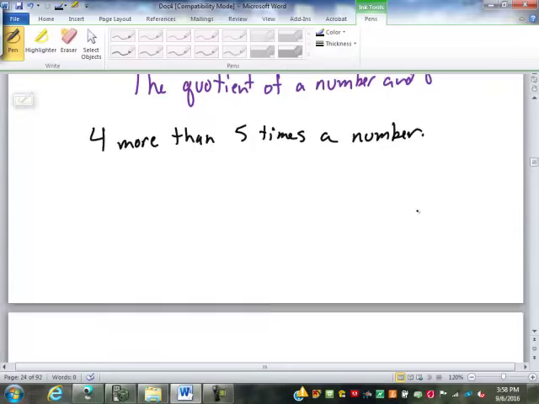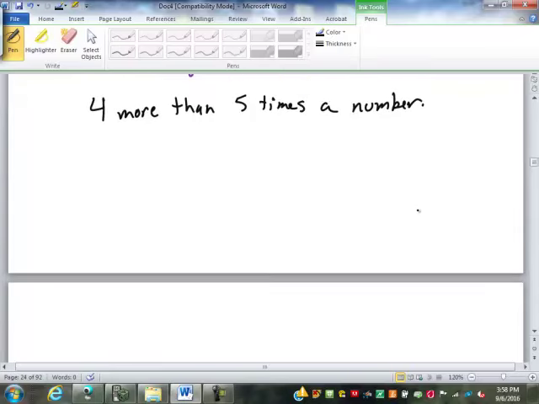If I look at this phrase here, 4 more than 5 times a number, how's that going to be written out? 4 plus 5x. Okay, 4 plus 5x would work. 5 times the number is 5x. And 4 more means 4 is being added to something. So it could either be 4 plus that thing, or we could do 5x plus 4. Both of them are going to be the same thing.